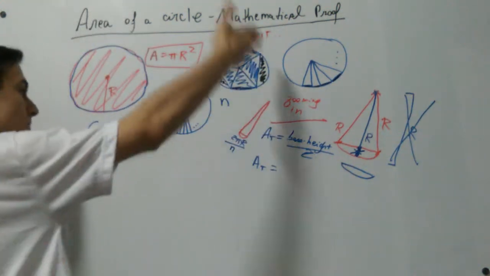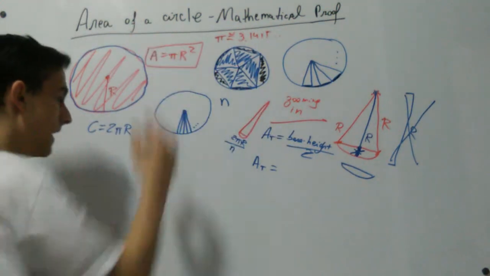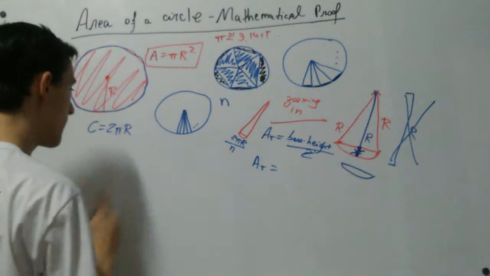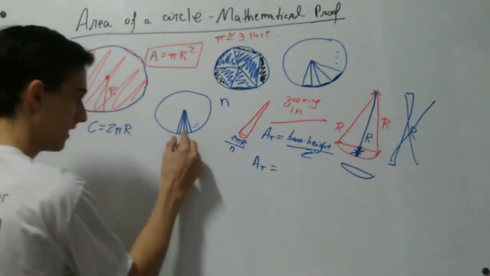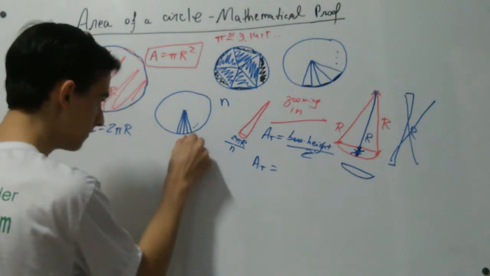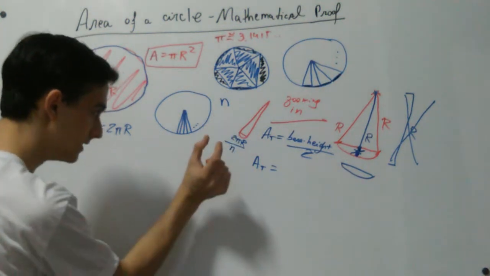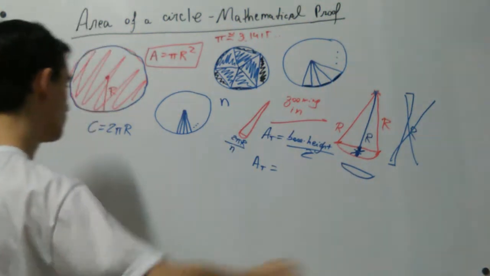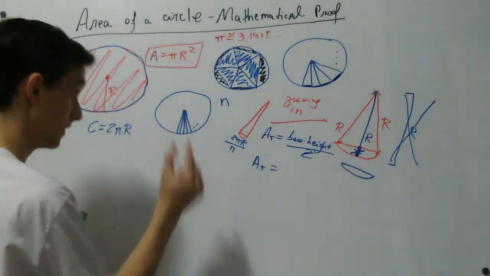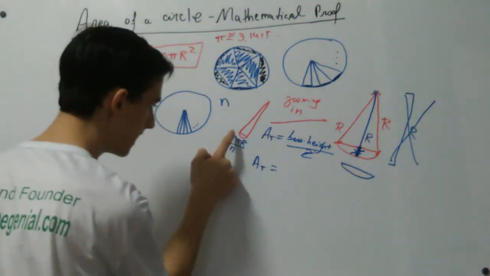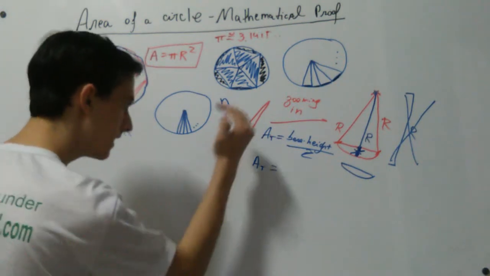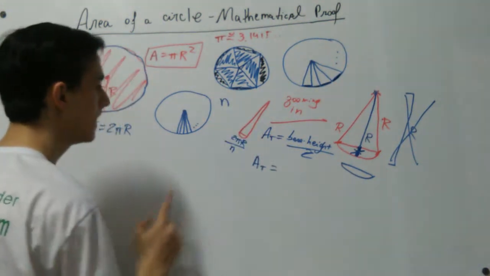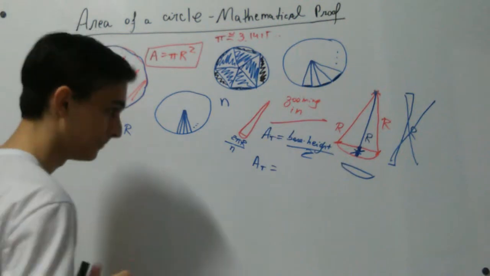Why? We have 2 pi r total circumference, and we have n triangles, and each triangle has a part of the circumference under it. So we have a total of 2 pi r, and we have divided it into n. So the length of this arc is 2 pi r divided by n. The length of the arc under one little triangle is 2 pi r over n.